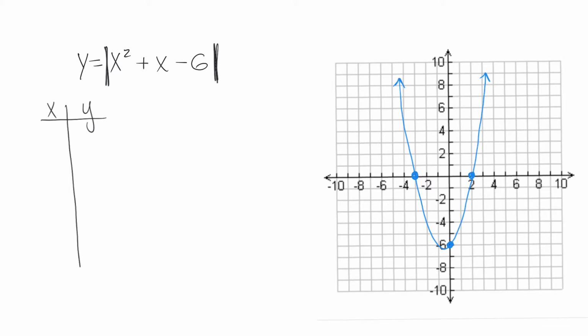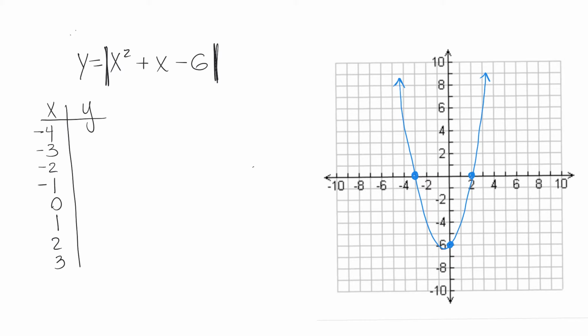Let's pick negative 4. And then we'll pick negative 3, negative 2. The vertex looks like it's somewhere around negative 1, so we'll keep going. We'll pick 0, 1. We need to pick 2 because it's an x-intercept also. And then we'll pick 3 just for an extra one.